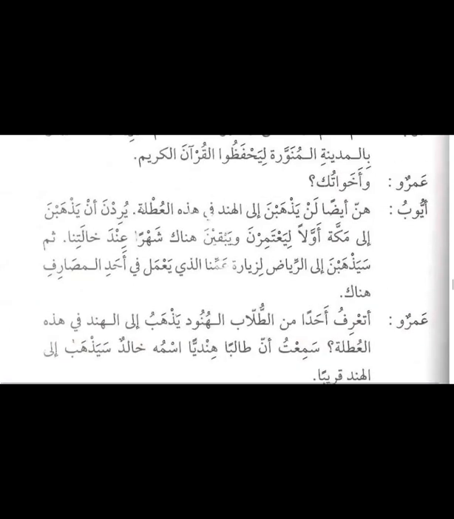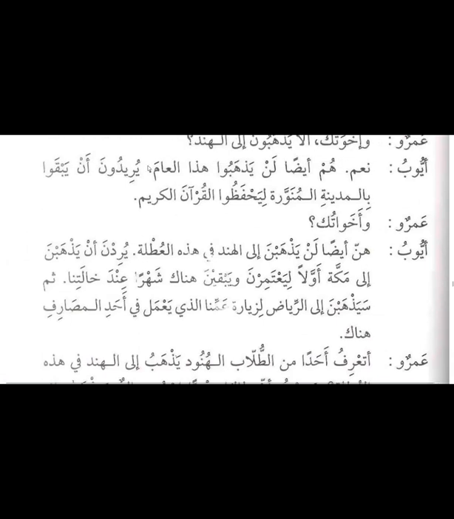You learned that it makes the fail muzare mansoob. Lan makes the fail muzare mansoob. And also, lan deletes the noon. Like you see, original word is yazhabuna, but after the addition of lan, it becomes yazhabu. So you see, noon is deleted. If it is simple fail muzare, it will become mansoob. And if that fail muzare has noon, noon will be deleted like this one. You need to remember this thing.